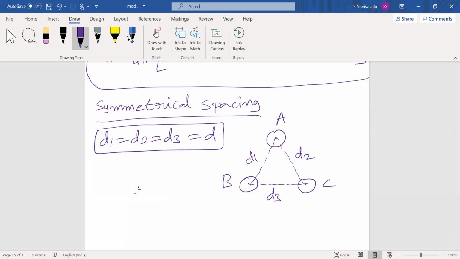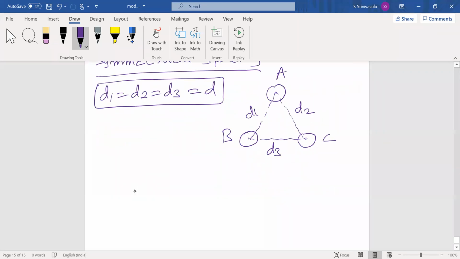First we look into what symmetrical spacing is. In symmetrical spacing, D1 equals D2 equals D3 equals D. That means all the phases are equidistant. The distance between any two phases is equal. That is called symmetrical spacing. Now in this case, substitute D1 equals D2 equals D3 equals some D in the above formula and expand it. What will we get here?